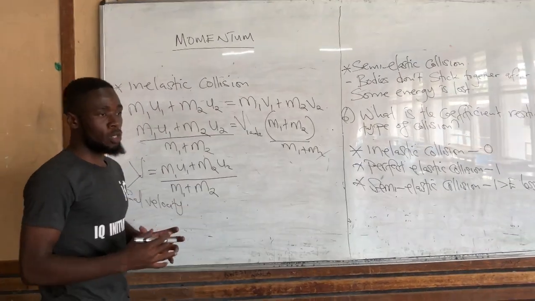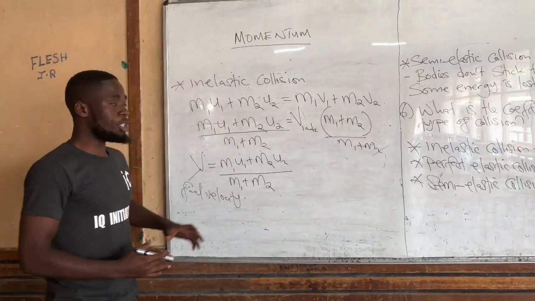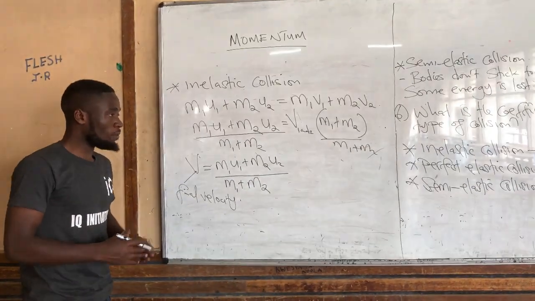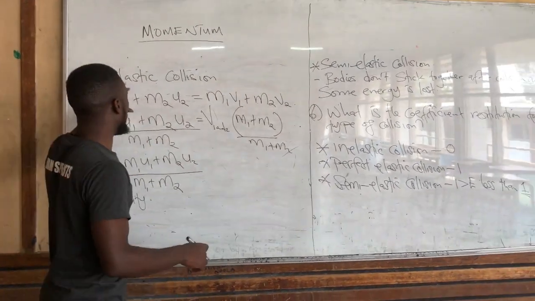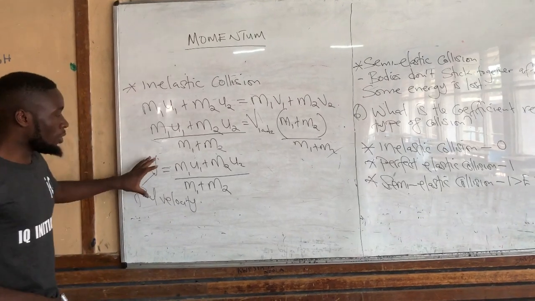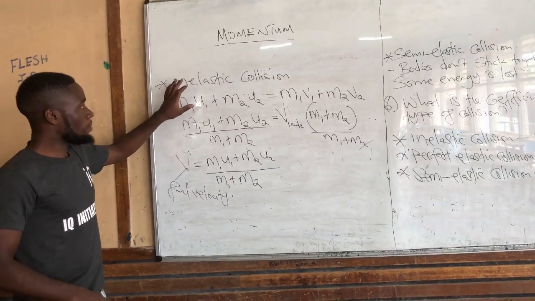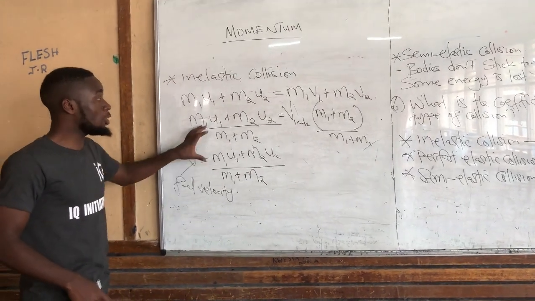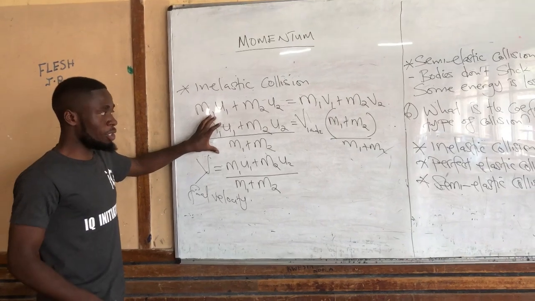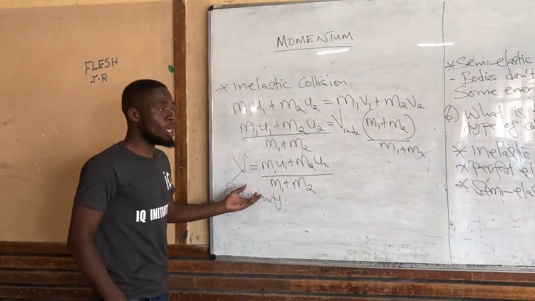Because they stick together, they only have one velocity here. So this is the equation that you are using for inelastic collision. For inelastic collision, stick to this equation. This is your tool, this is your gun.